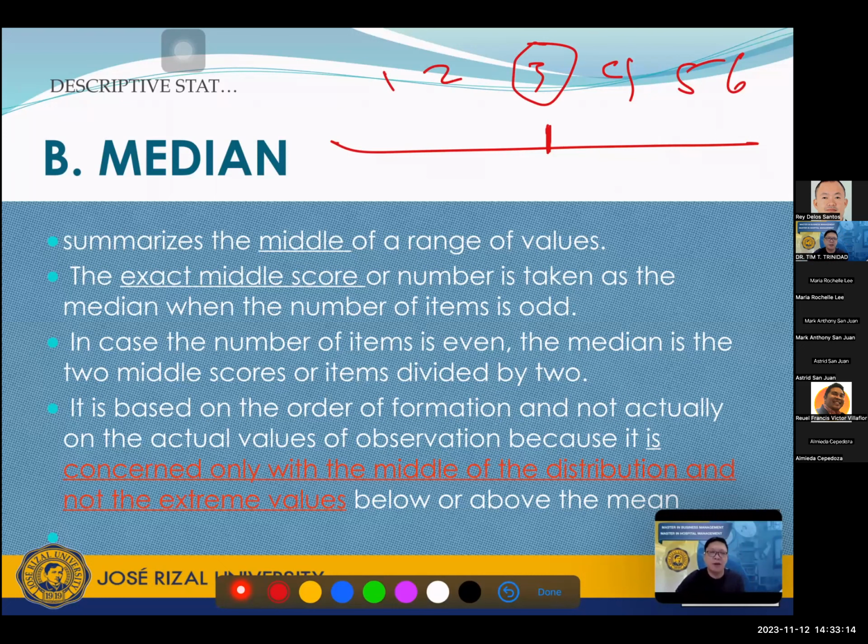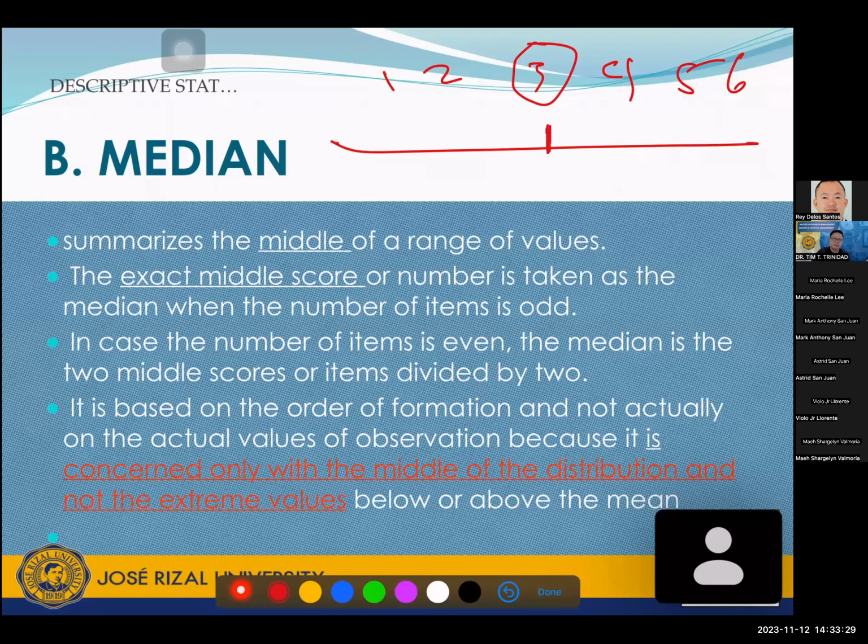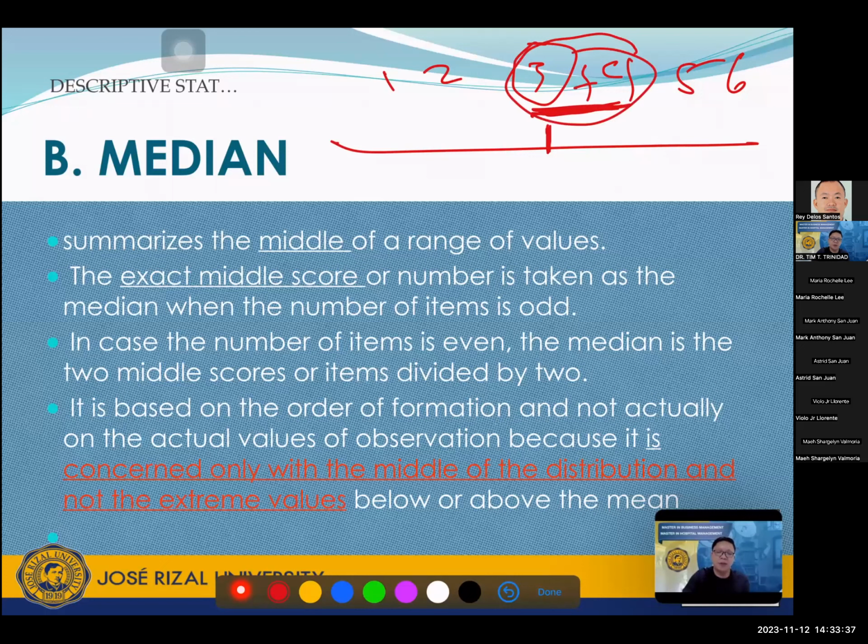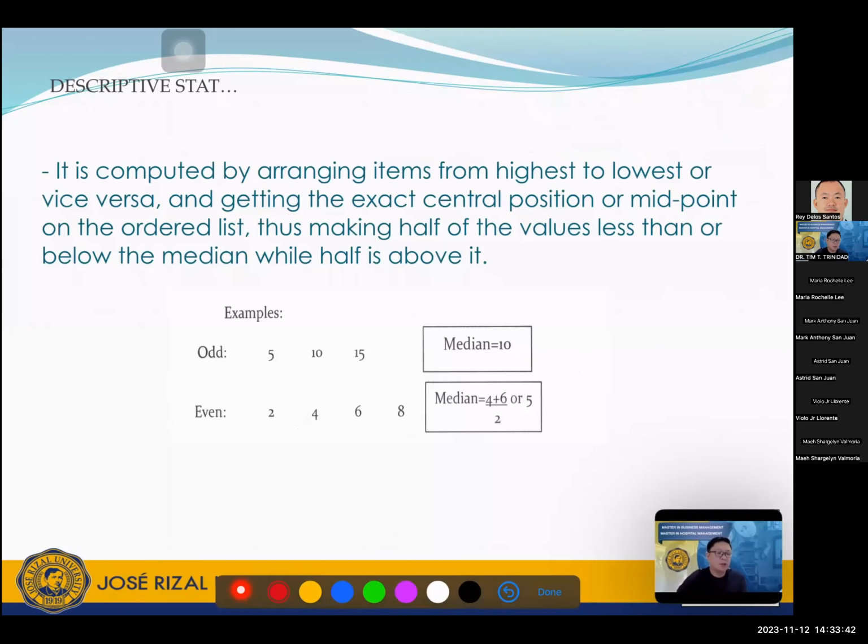What if dinagdagan ko ng isa pang data? 1, 2, 3, 4, 5, 6. What is the median? What is the center? What is the middle portion of this data set? 3.5. How did you do that? So, yung average nung dalawang gitna. So, 3 plus 4 divided by 2. You get the average of the two middle values and that will become your median. Okay? Very good. So this is how you do it.